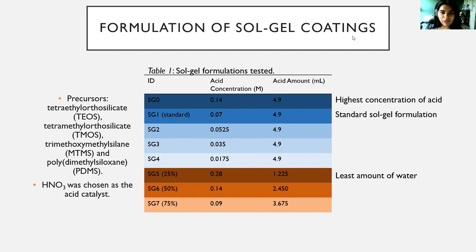So at the start of my project, what I was doing was formulating these different sol gel coatings. Table one just shows the different ones that I had made. It went from a really high concentration of acid to changing the amount of water. So the ones that I'm going to talk about today are sol gel one, which was the standard sol gel, and then sol gel five, which used the least amount of water.